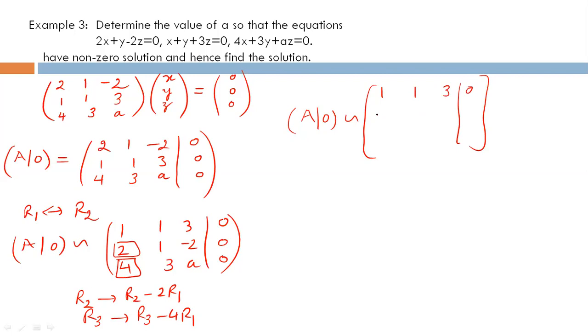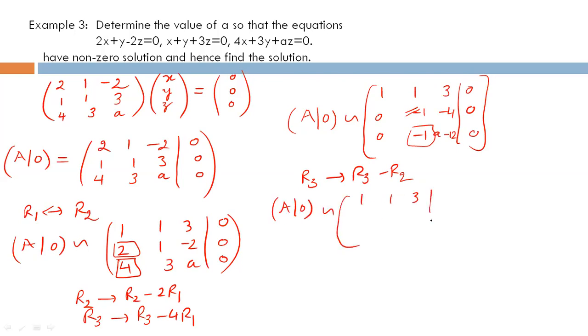It is 1, 1, 3; 0, minus 1, minus 4; 0, minus 1, A minus 12, and 0s on the right. Now this entry must be 0 with the help of this second leading entry a22. So R3 is replaced by R3 minus R2. So the augmented matrix is equivalent to 1, 1, 3, 0; 0, minus 1, minus 4, 0; 0, 0, A minus 8, 0.